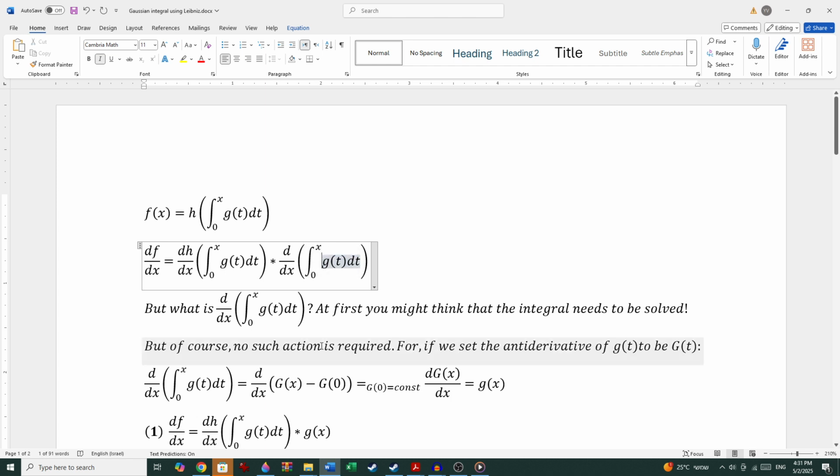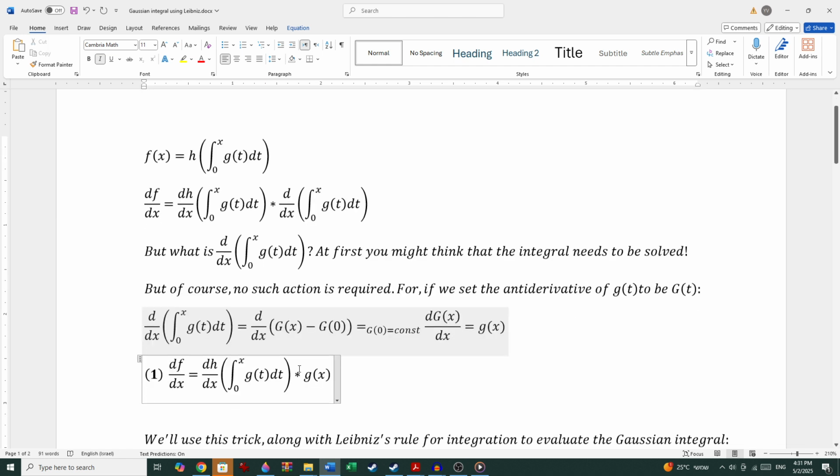Well, of course we don't, because what is the integral from 0 to x of some inner function? It's just the antiderivative of that inner function evaluated at x minus the antiderivative at 0. Taking that derivative with respect to x will, of course, just lead you back to the original function. So that's how you take the derivative of that kind of function.